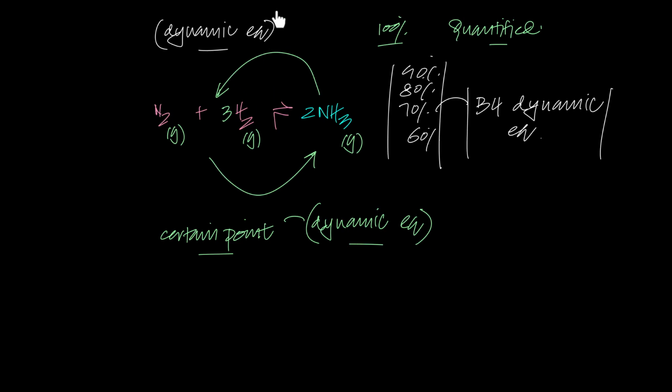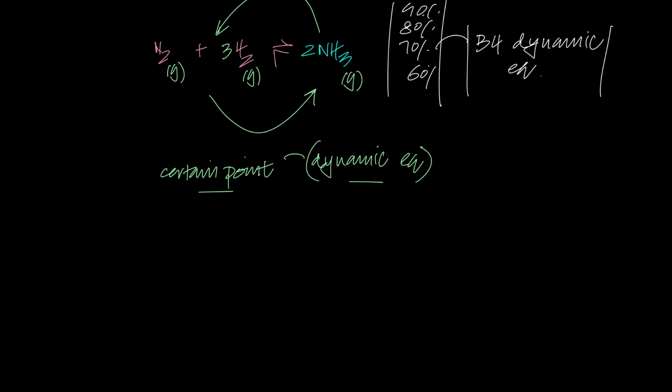Which means if dynamic equilibrium is reached, do you have more reactants, a higher percentage of reactants at dynamic equilibrium, or is it heavier on the product side? Do you have more products at dynamic equilibrium? We wanted to quantify this. Sir, please tell me, how can we quantify this?